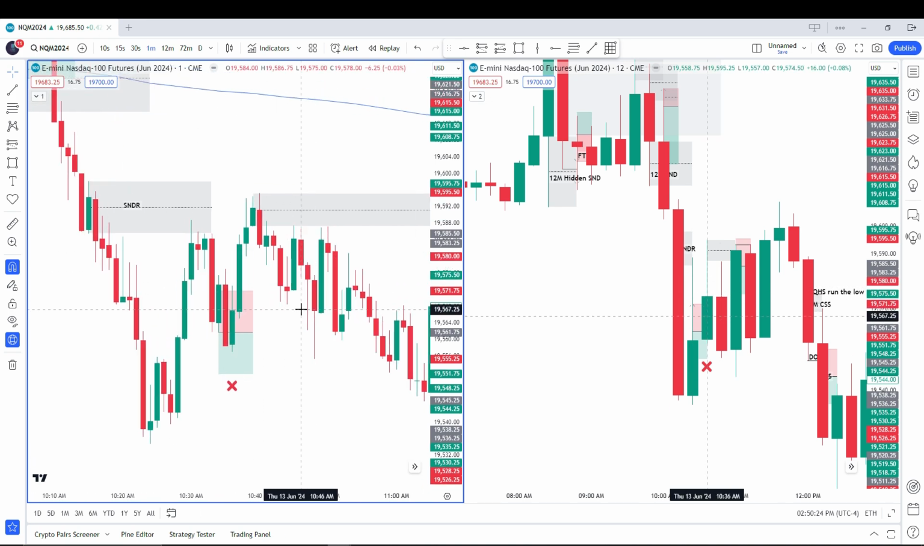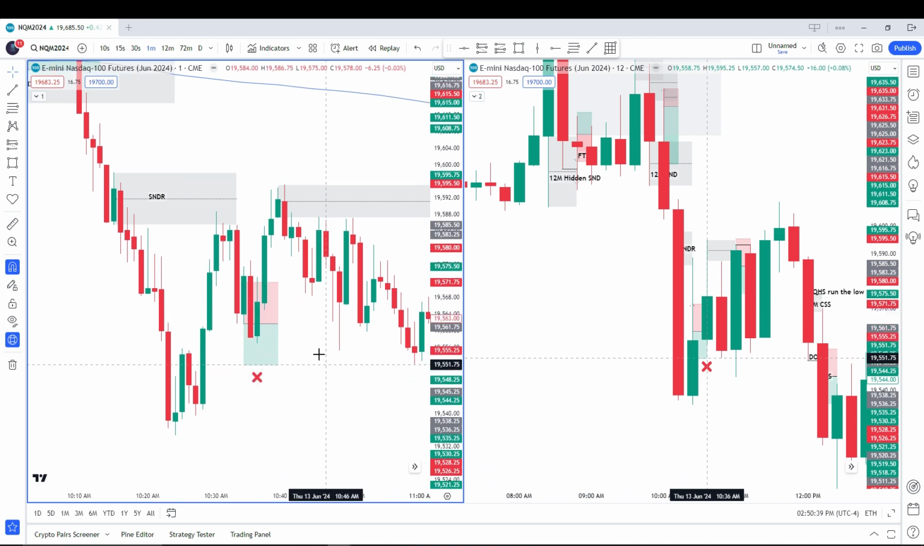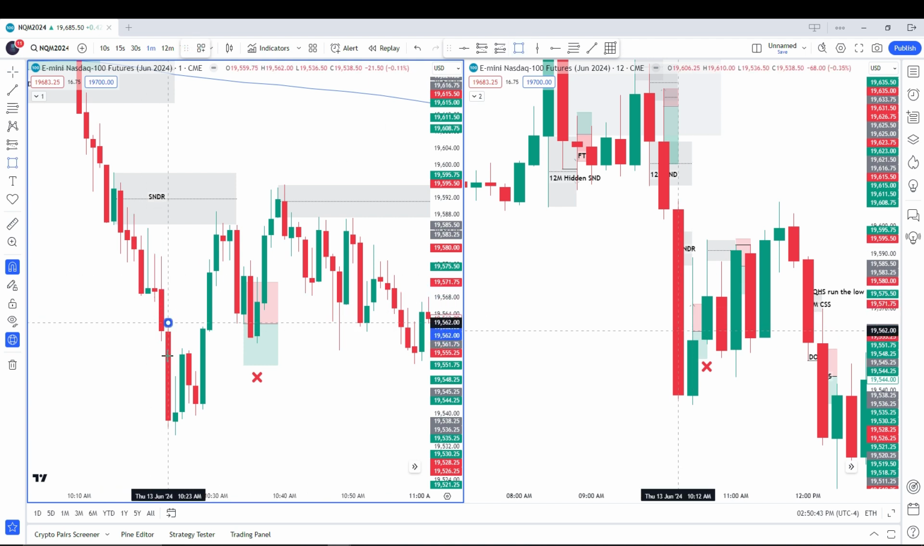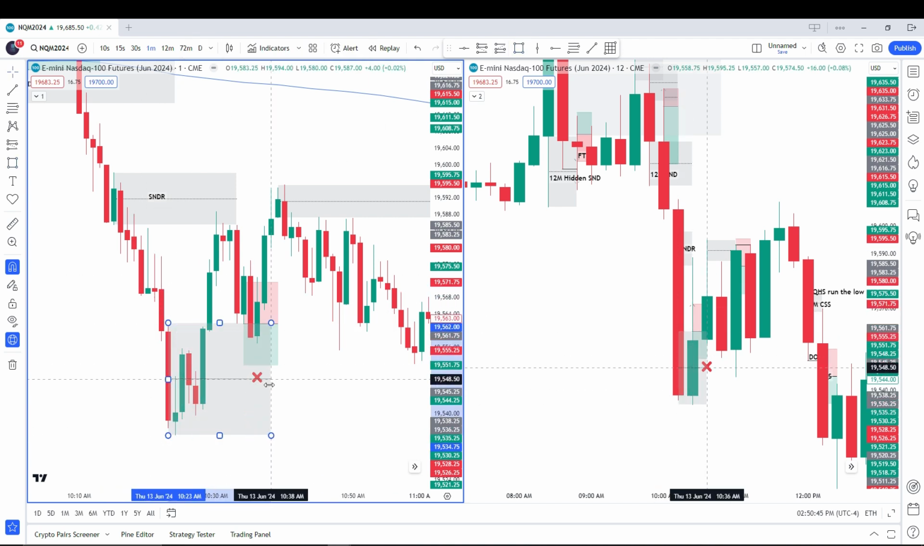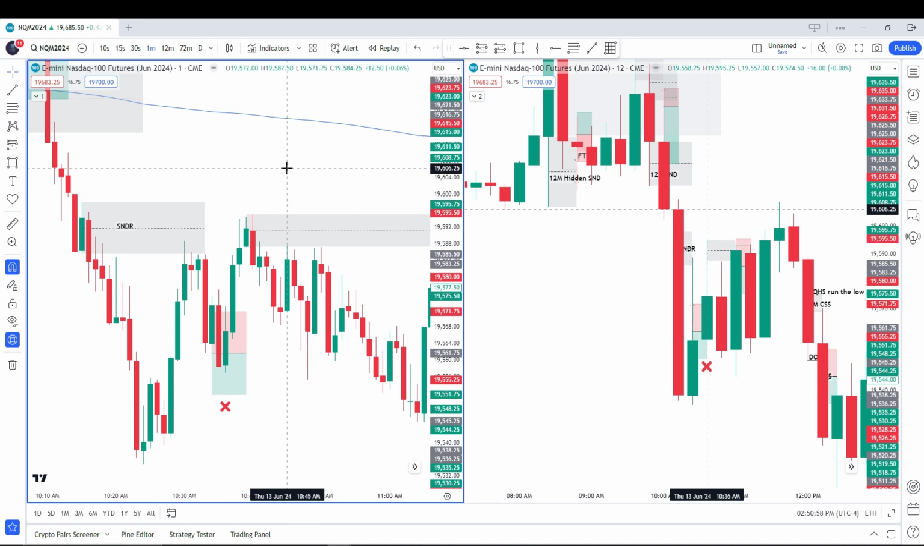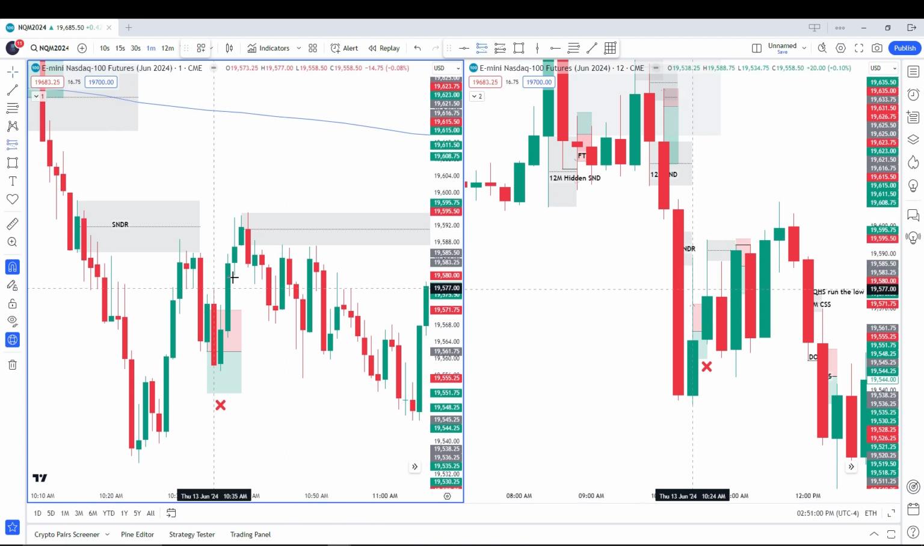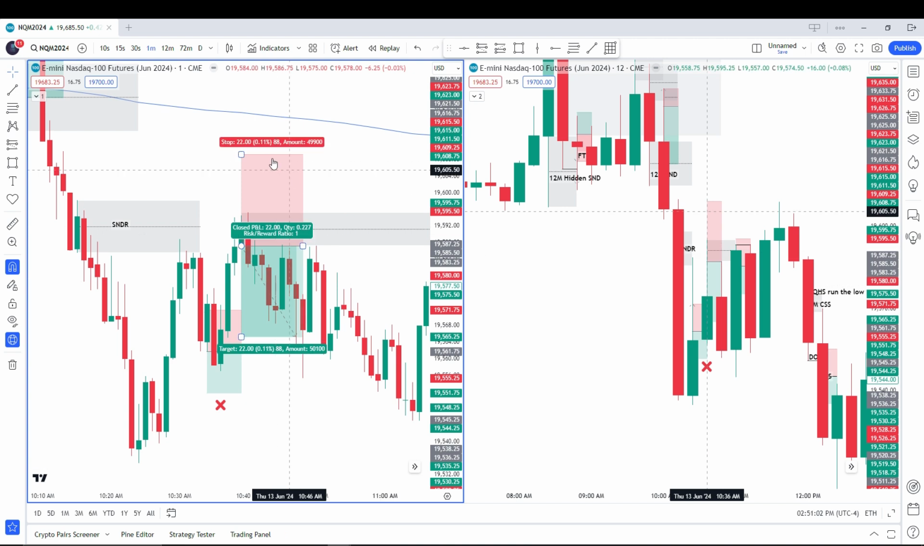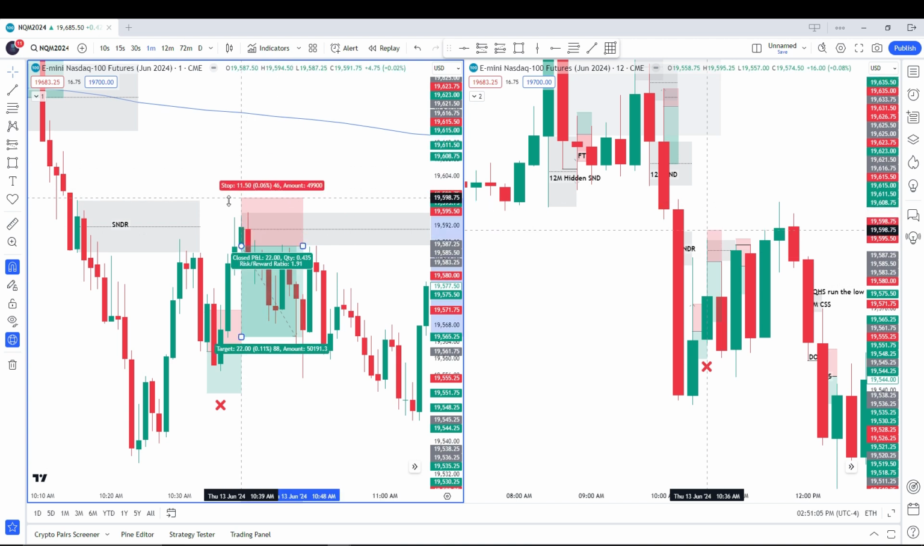Nothing wrong with it, honestly. I would say 8, 9 out of 10 times this would work. But I think the main reason why this one didn't work, looking back at it, was we did have this unmitigated 1-minute CSS that it tapped into. So you're going to expect some sort of retracement back as soon as it taps into this CSS flip. And then right after, actually, there was a pretty decent 1-minute CSS going down.